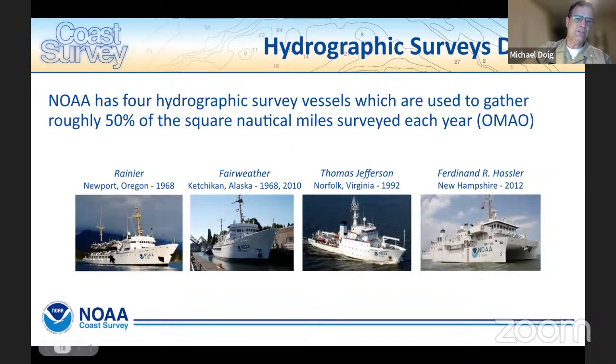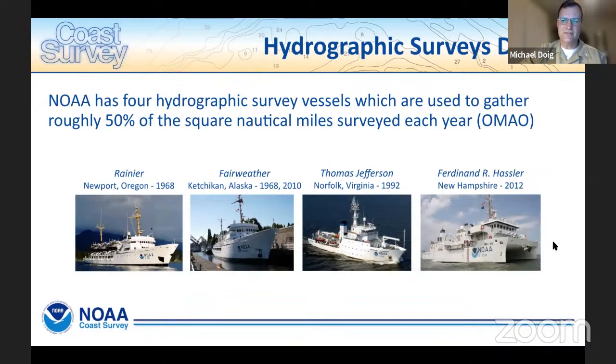We have the Rainier, which is home ported in Newport, Oregon, but they're out in the Pacific doing some really great work out amongst those islands that I was showing earlier. The Fairweather is home ported in Ketchikan, and they primarily survey up in Alaska. We have the Thomas Jefferson that's out of Norfolk, and they do a lot of surveying work on the East Coast. And then the mighty Ferdinand Hassler is home ported in Newcastle, New Hampshire.